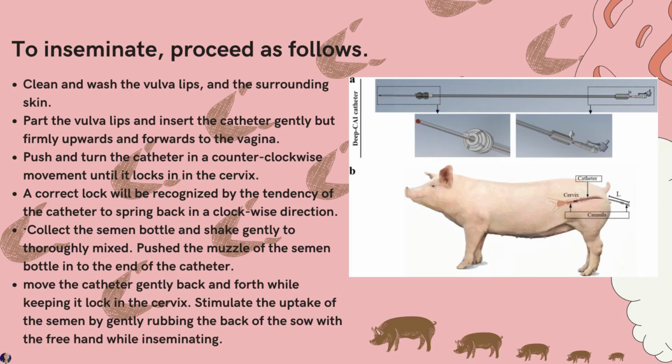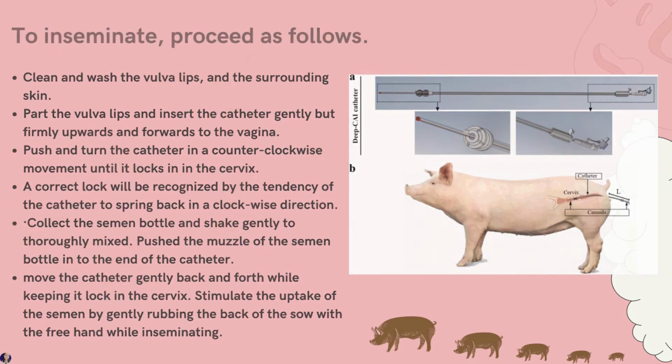Push the muzzle of the semen bottle into the end of the catheter. Move the catheter gently back and forth while keeping it locked in the cervix. Stimulate the uptake of the semen by gently rubbing the backs of the sow with the free hands while inseminating.